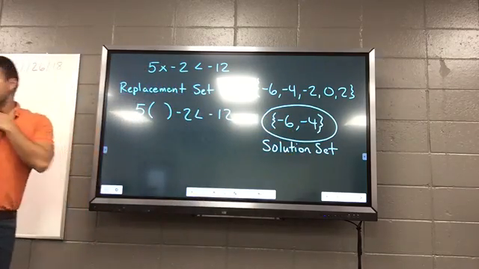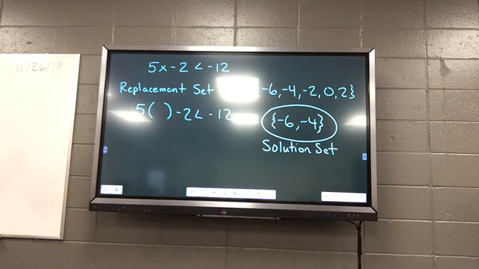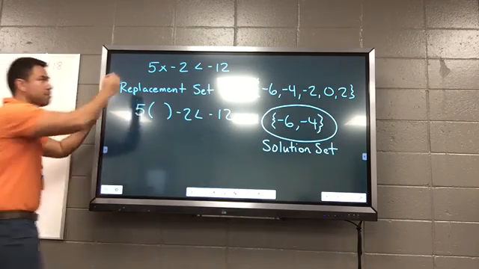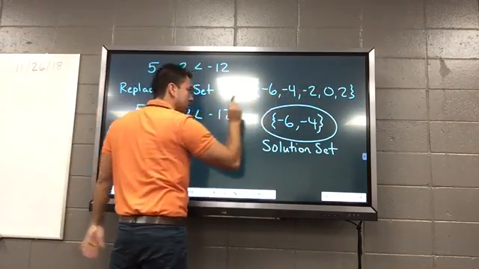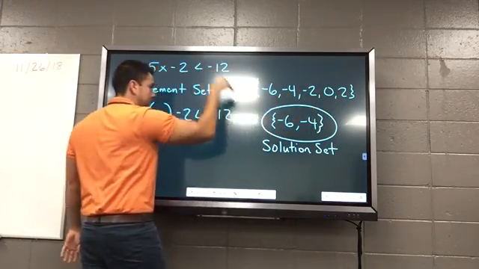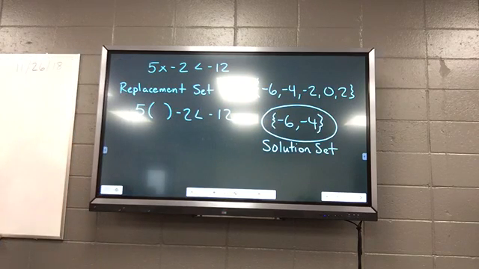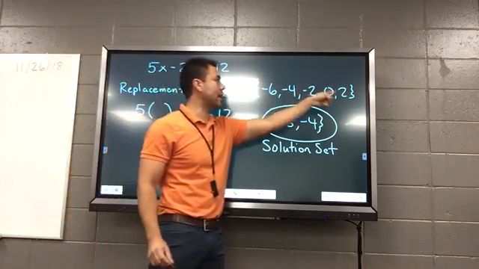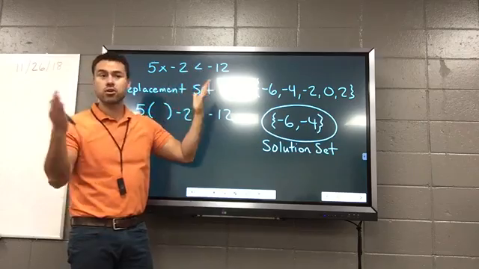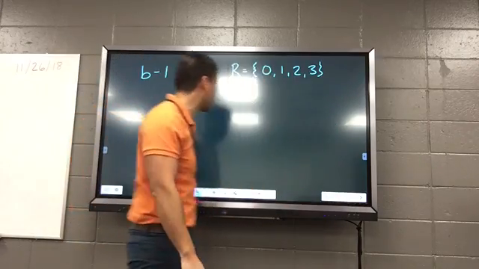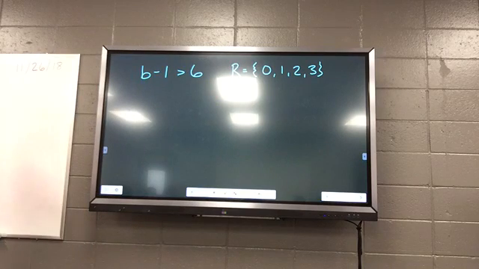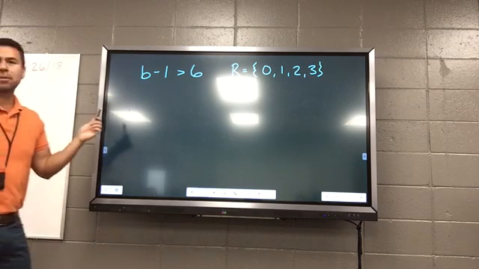Yes, sir? There are different replacement sets. How will we know? They'll give it to you. They give you the problem, and they give you the replacement set, and they ask you which ones of these will fit into that. And you give whichever ones they are. Okay, you guys kind of get that? This problem is basically you're checking your answer. You're checking to see, if I got this as my answer, is it really true? That's all you're doing. It's a very straightforward lesson, hopefully not too hard. All right, here we go. B minus 1 is greater than 6. What's the replacement set?